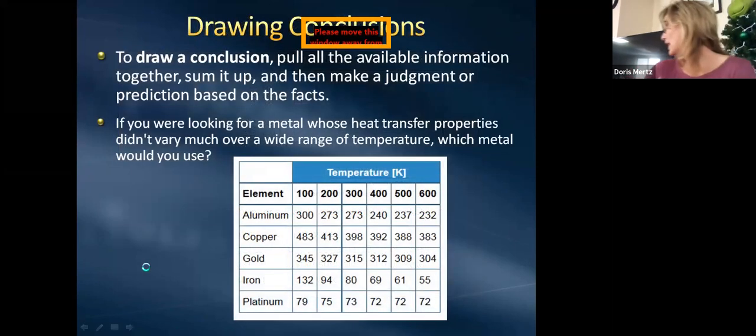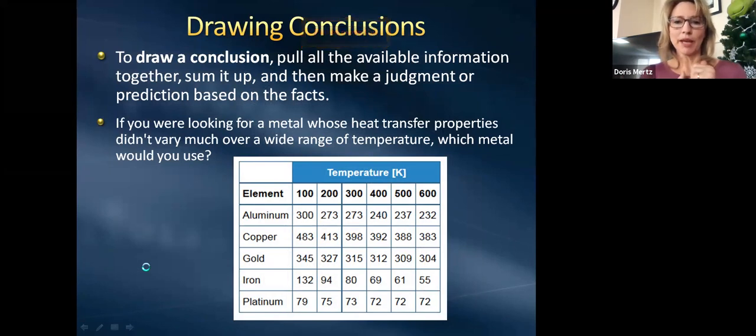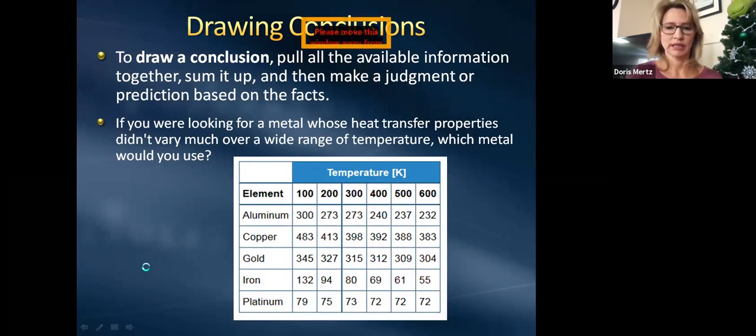Here's one that asks you to draw a conclusion based on the information. You just put it all together, sum it up, and decide what would be a good idea. If you were looking for a metal whose heat transfer properties didn't vary much over a wide range of temperature, which metal would you use? You just look in there and see which has the least variability.